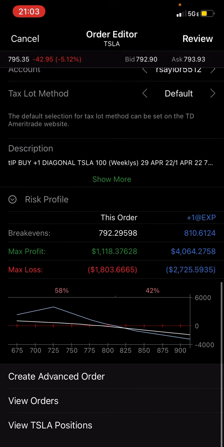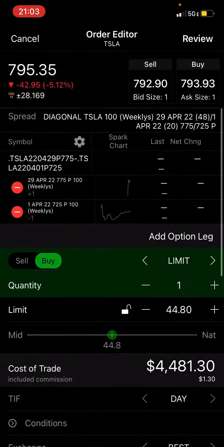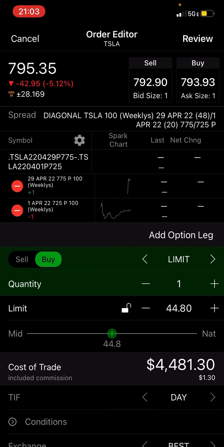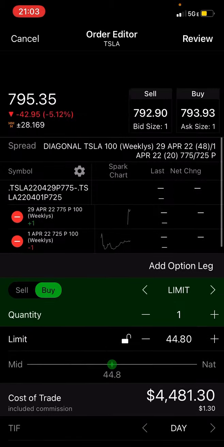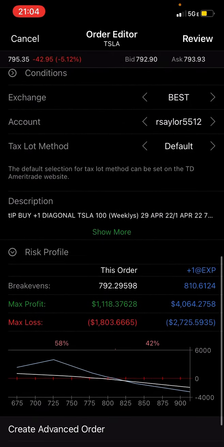Now, here's something interesting too. You can see just below max profit, it says the max loss is $2,700, right? But the debit's 44. Now, why is that, right? That's because that long option is still going to have some value in it. So really, your max loss most of the time is going to be less than the debit paid. Okay, so keep that in mind as well.